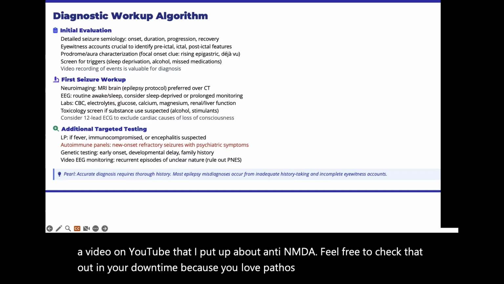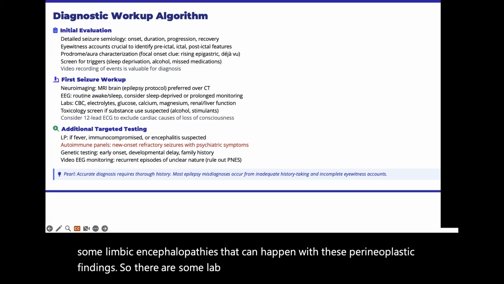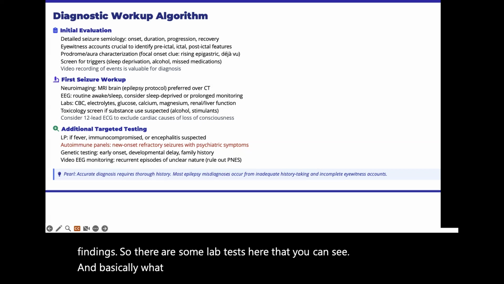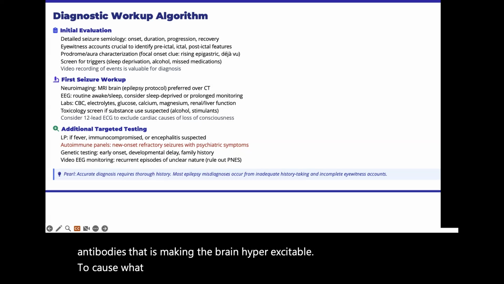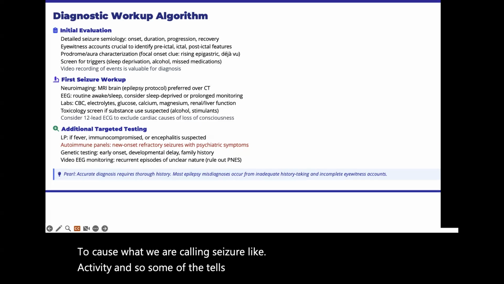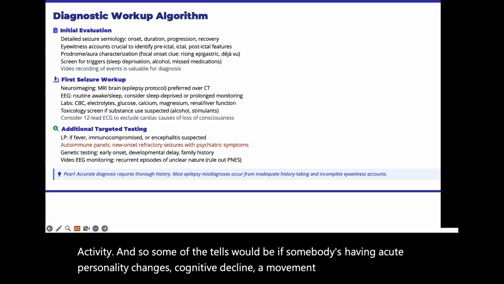Okay, so there are some limbic encephalopathies that can happen with these paraneoplastic findings. So there are some lab tests here that you can see. And basically what we're looking for is something alongside causing antibodies that is making the brain hyper-excitable to cause what we are calling seizure-like activity. And so some of the tells would be if somebody's having acute personality changes, cognitive decline, a movement abnormality, or the seizures are treatment resistant.